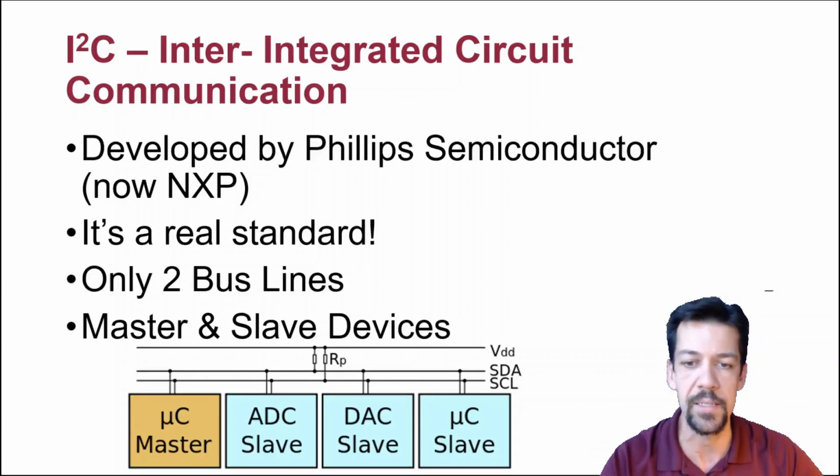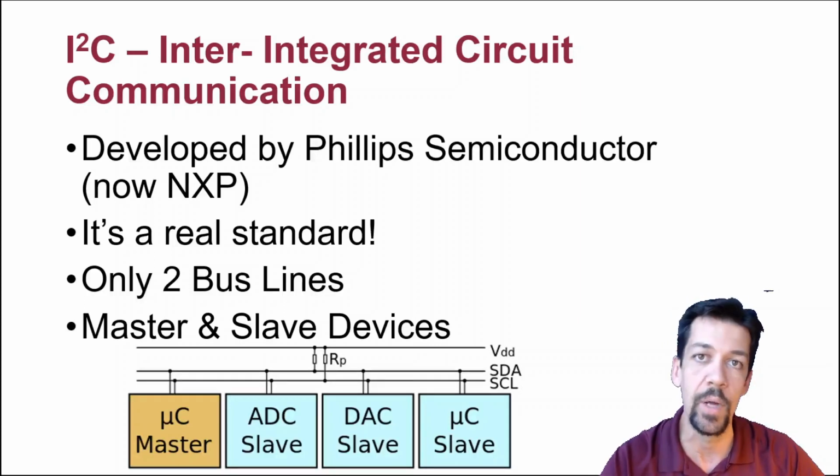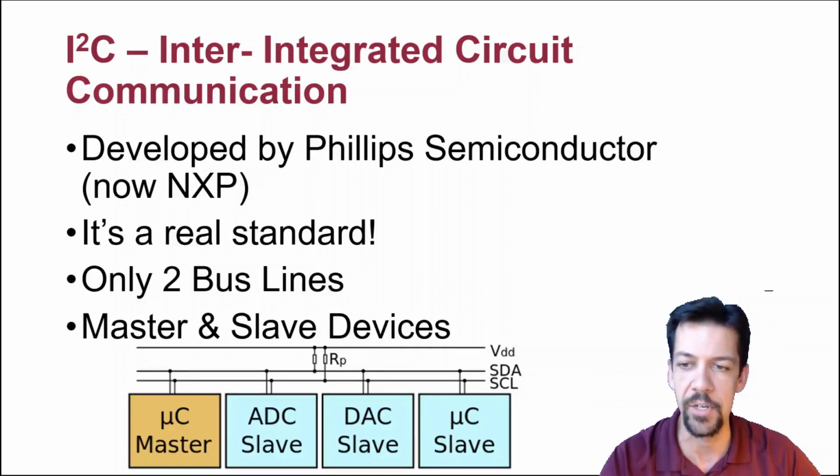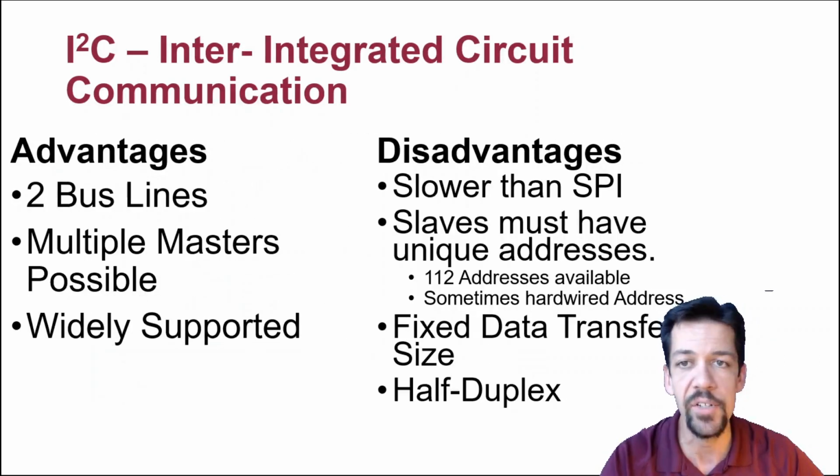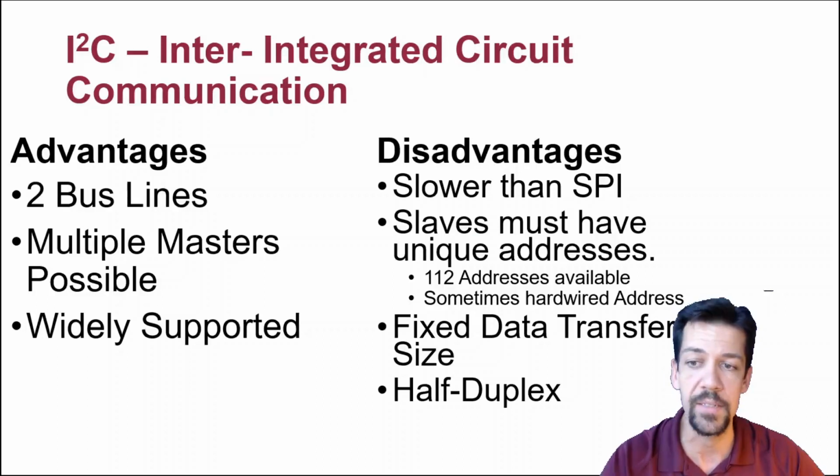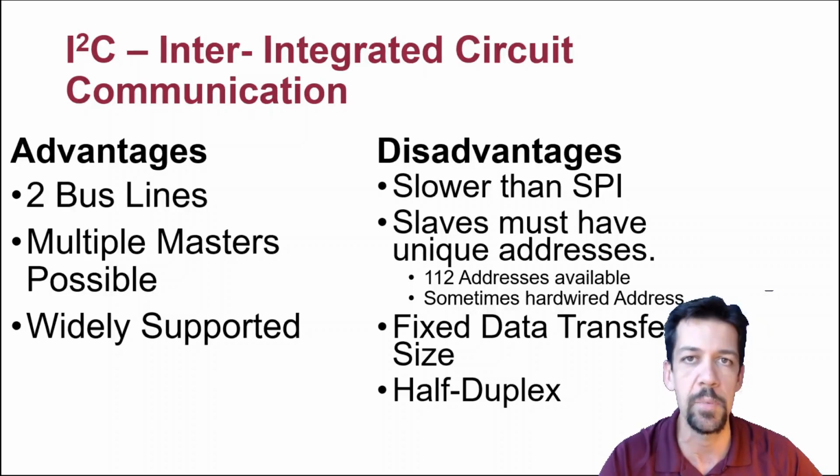It only uses two bus lines, the SDA and SCL, and it, again, has a master-slave model. The master is the one that initiates communication, and the slave devices respond to those communications. The advantages of I2C are that it only uses two bus lines and you can have multiple masters, so it gets a little wonky, and it's very widely supported. The disadvantages are that it's typically slower than SPI.